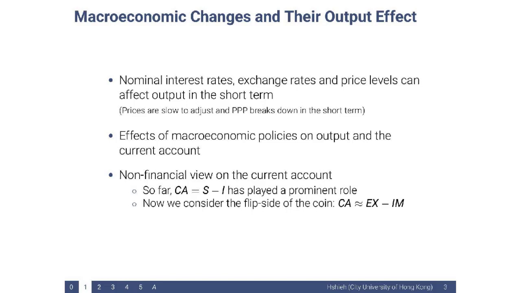Let's review what tools we have at hand and what framework we're working with. For now, we're working with nominal interest rates, exchange rates, and price levels, and they can impact output, and output can impact these things in the short term. Why? Because in our liquidity preference function, we have R and Y. It depends how Y is affected, which we haven't really discussed yet.